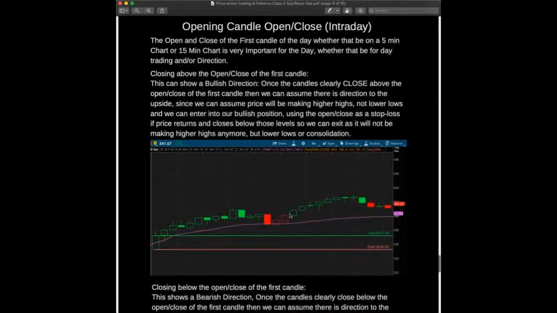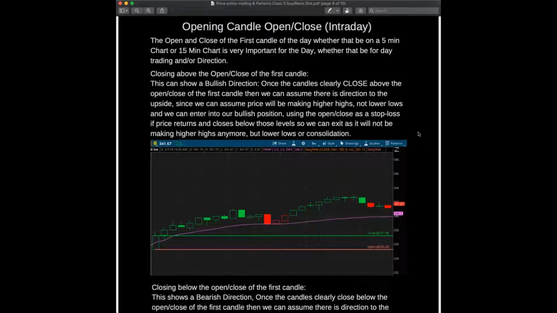Now, intraday, from your 5 and 15-minute chart, the open and close of the first candle of the day, whether that be on a 5 or 15-minute chart, is very important for the day, whether that be for day trading and/or direction. Closing above the open and close of the first candle can show a bullish direction. Once the candles clearly close above the open and close of the first candle, then we can assume there's direction to the upside.